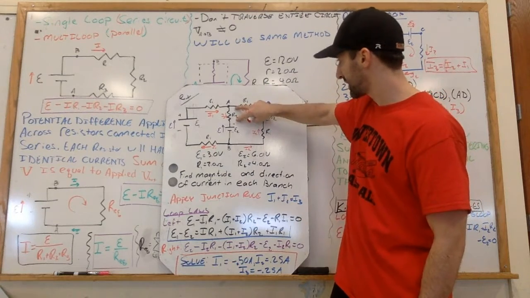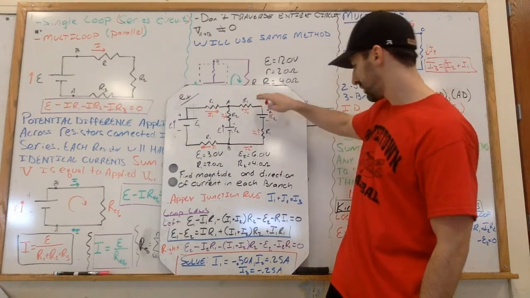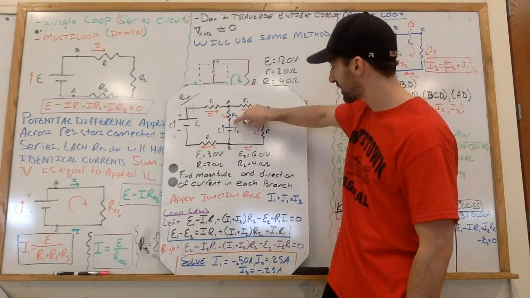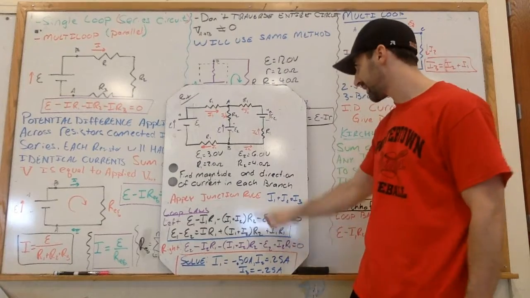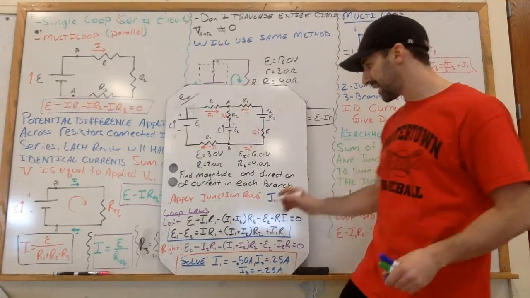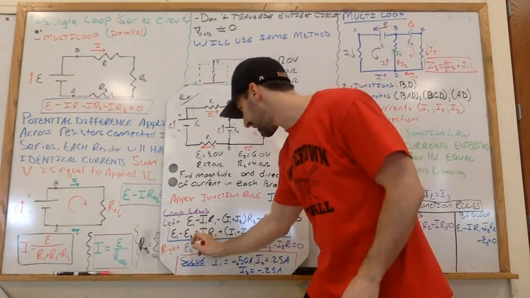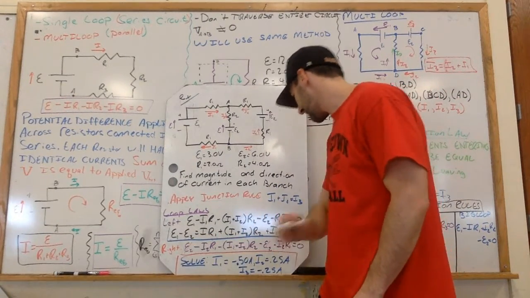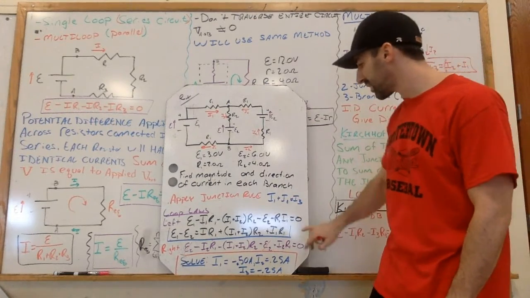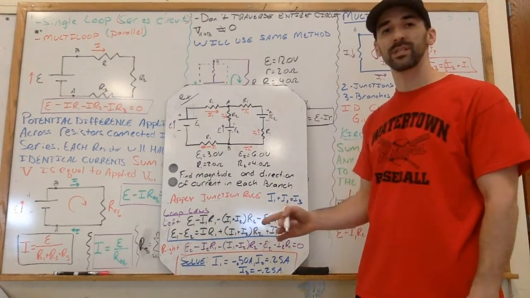So minus I1 plus I2 times R2, minus my second battery. Again, it's subtracting because I'm going the wrong direction across my battery. Minus I2 R1 equals 0. And here we should see that that and that cancel out, so it was easier to simplify. When I solve, now I have two equations with only two unknowns.